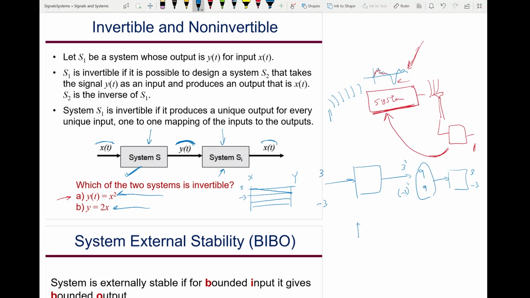So this system just amplifies by a factor of 2. So if I have 3, then the output is 6. If I have 5, the output will be 10. If I have minus 3, the output will be minus 6. So it maps each single input to a unique output. So this system is invertible.